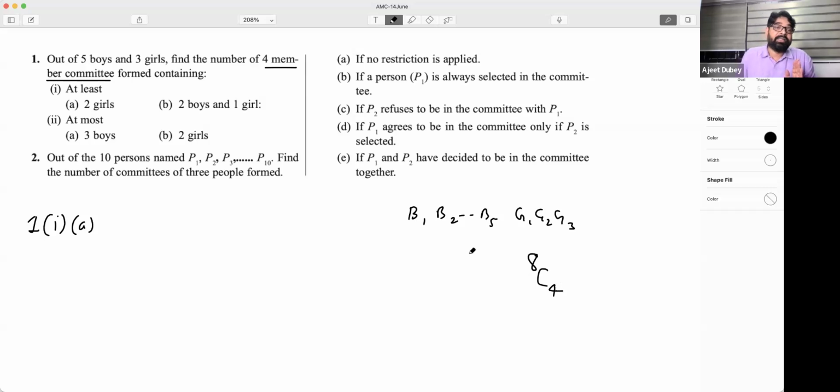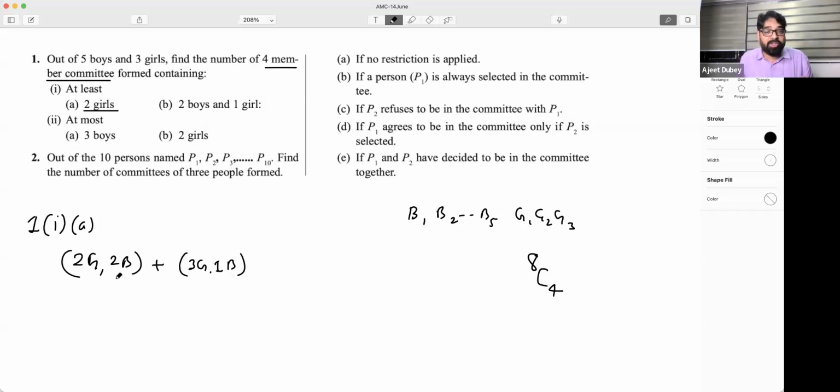No condition, but there is a condition: at least 2 girls should be there. Whenever there is a condition, try to write that condition in wording format. At least 2 girls should be there. What does it mean? It means either 2 girls and 2 boys, because total 4 people I need, or, 'or' means addition, 3 girls and 1 boy, or 4 girls and 0 boys. But 4 girls is not possible because only 3 girls are there in total.